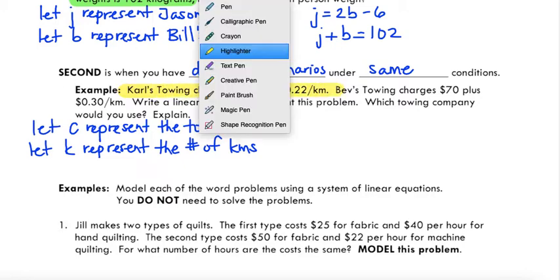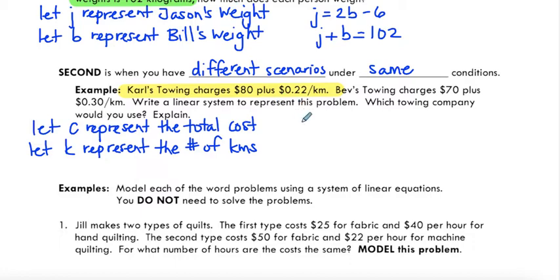For Carl, I'm using this information to come up with an equation. The total cost, if I go with Carl's towing, would be $80. So he's going to charge me $80 no matter what. And then he's charging me 22 cents per kilometer. So every kilometer I get towed, I'm being charged 22 cents. So this number will change based on the number of kilometers that I get towed. So that's Carl's total cost.